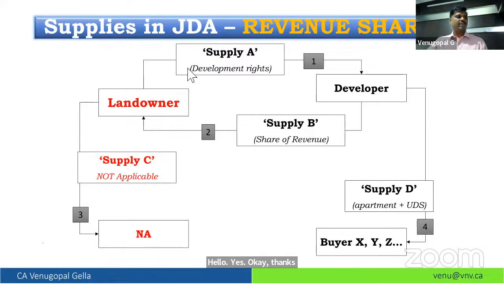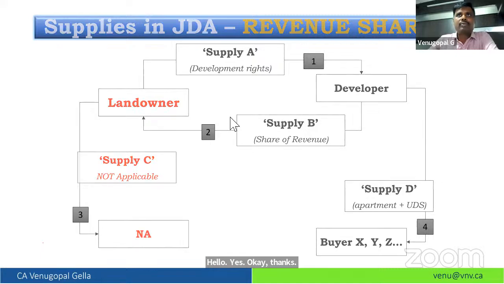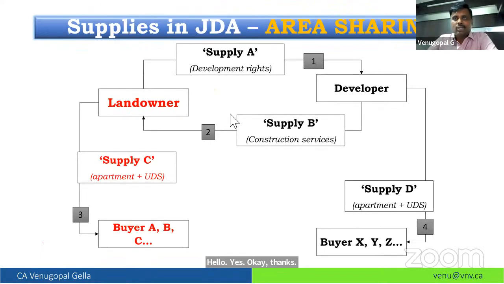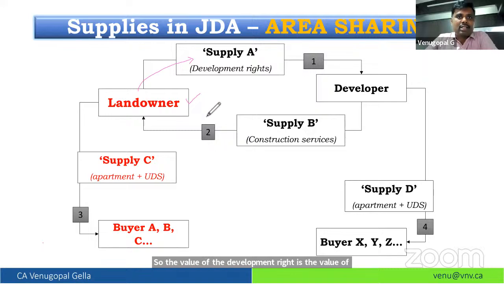All right, so we have come to the end of the session. Let me quickly do a recap of both the transactions. In an area sharing, the landowner is supplying the development right, which is supply A. The value of the development right is the value of the units the landowner is getting, as on the date of JD. Whatever is the value that he is getting will be treated, plus whatever is the non-monetary and monetary consideration which is given, as the value of the development right.